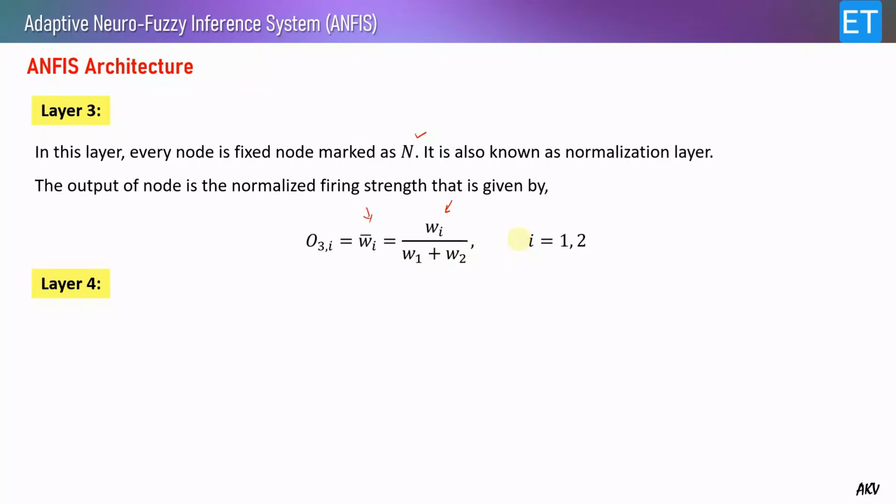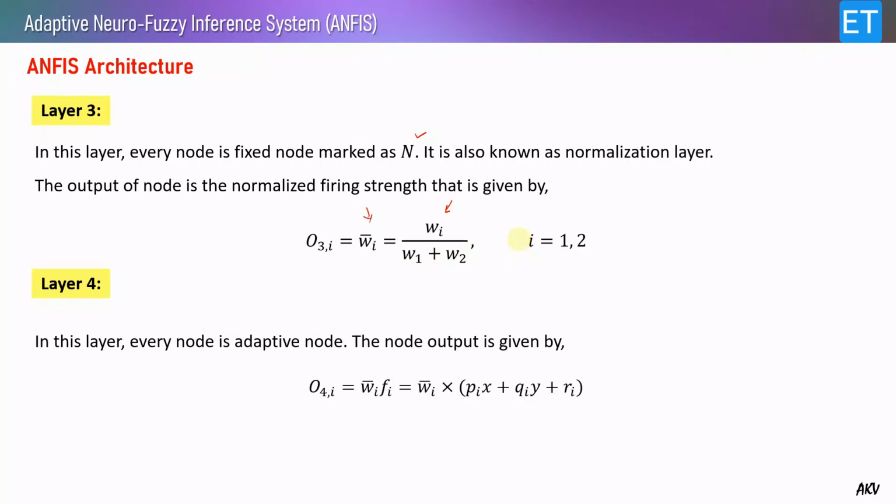And in layer 4, which is again the adaptive layer, the output of the node is given by this equation, that is Wi bar, which is obtained from layer 3, multiplied by Fi. So what is Fi? This is Fi. Fi is given by Pi x plus Qi y plus Ri. Here x and y are inputs, while Pi, Qi, Ri are the parameters.